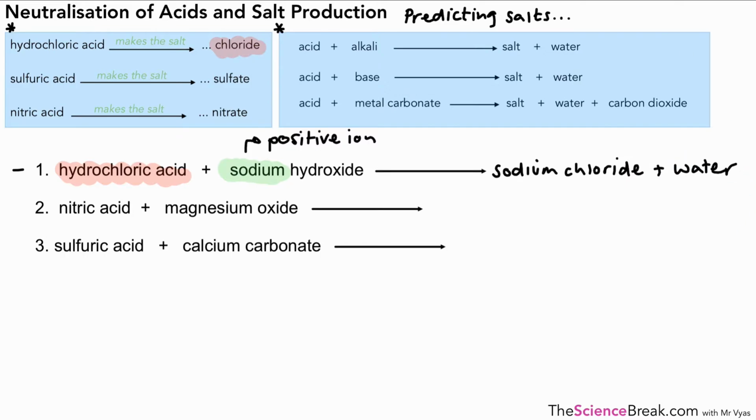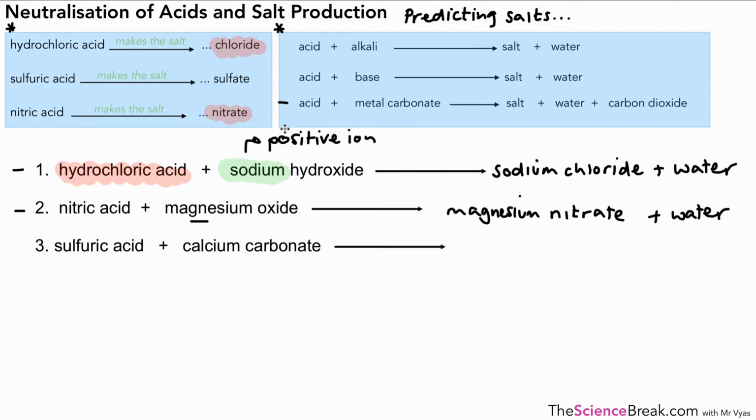For the next one, we've got nitric acid plus magnesium oxide, and we know we're going to get water because the equation is, this is the acid plus base, and we know we get salt and water. The acid is nitric acid, so it's going to be nitrate, and the positive ion is magnesium, so it's magnesium nitrate plus water. That's for our second example.